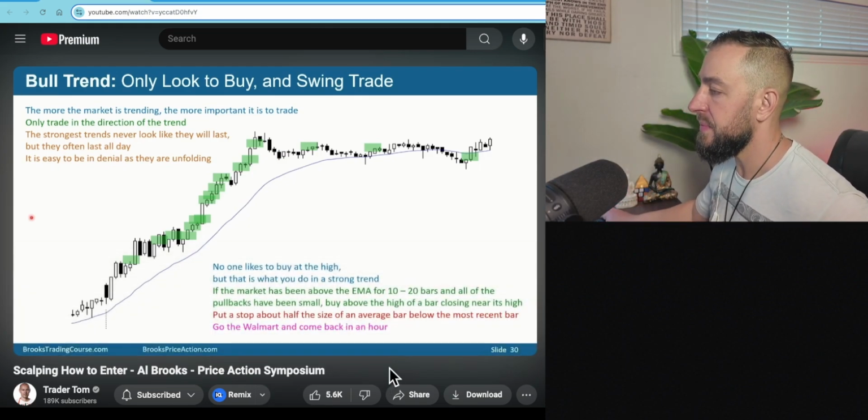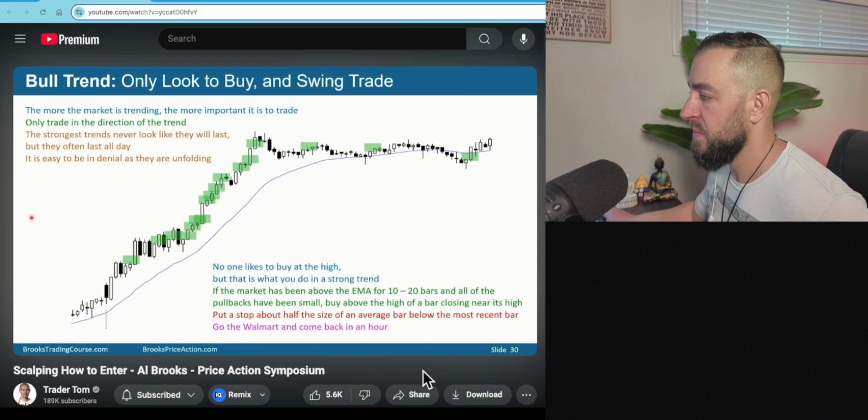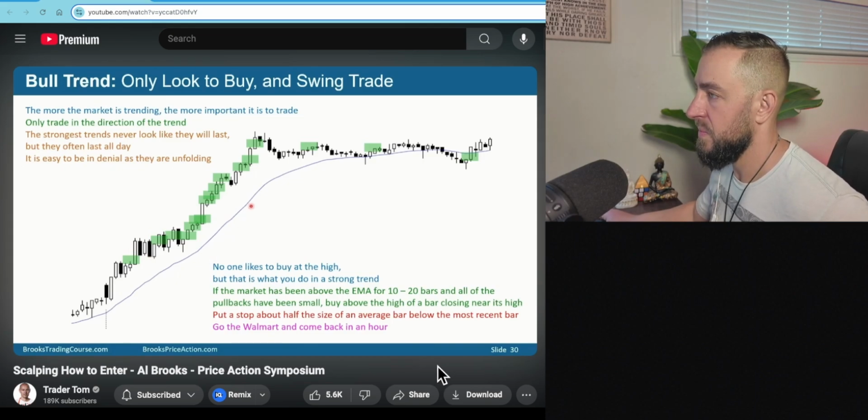No one likes to buy at the high. Everybody wants smaller risk. But when the market's in a trend, that's what you have to do. All you have to do is do it one time. Take any one of these buys and then put a stop down here and just hold. If you find yourself being tempted to exit all the time, as I said, go to Walmart, put a stop in and go to Walmart and come back in a couple of hours.